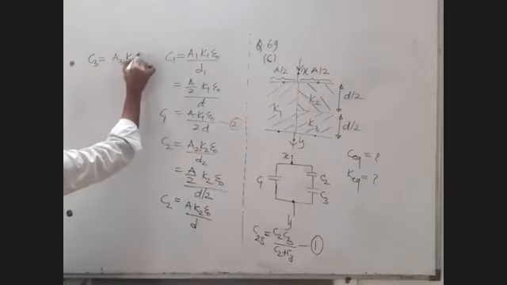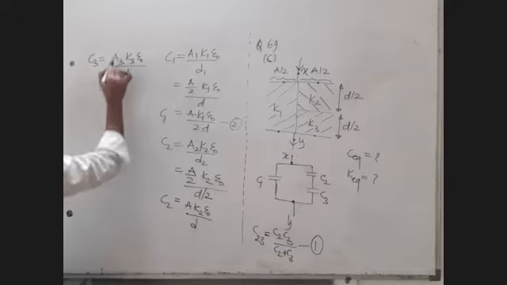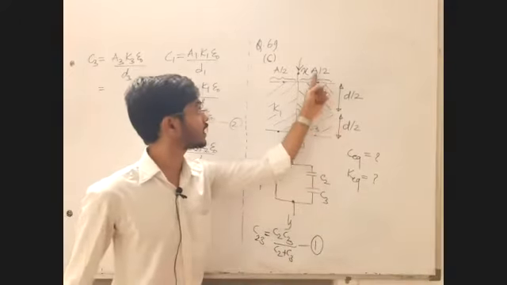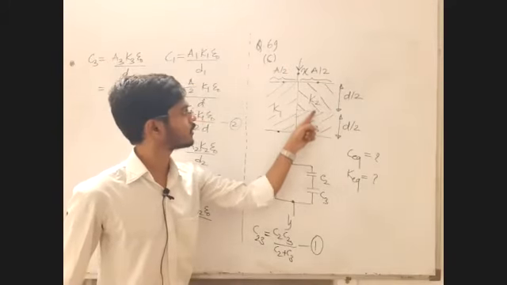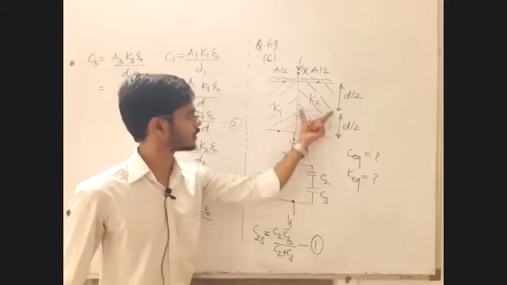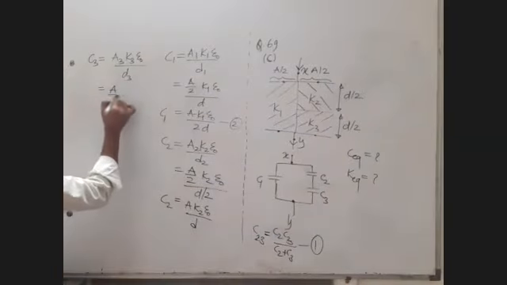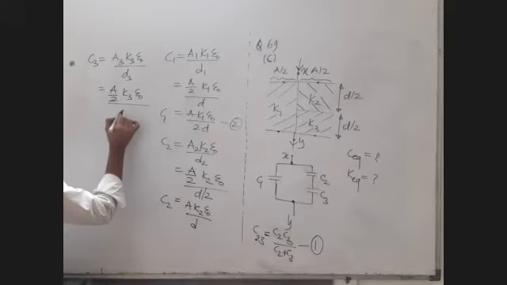C3 is A3 K3 epsilon 0 upon D3. For K3, this area is equal to A by 2, same area. So A3 is A by 2. K3 is K3. Epsilon 0 is universally the same.